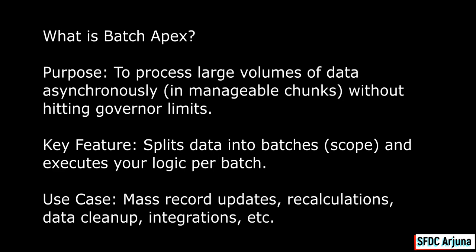And using batch Apex, we can process a large amount of data without hitting governor limits because our data is processed asynchronously. A large amount of data is broken down into chunks, and those chunks are processed in separate transactions. So a separate set of governor limits is applied to those transactions.